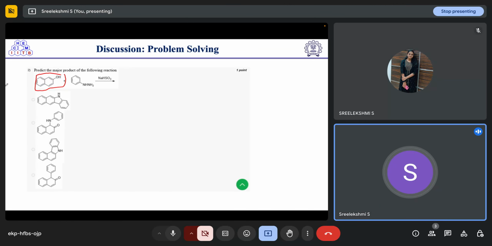So here the correct answer is option C. And this is an example of Bucherer reaction. So this mechanism we have seen in the last tutorial session as well.